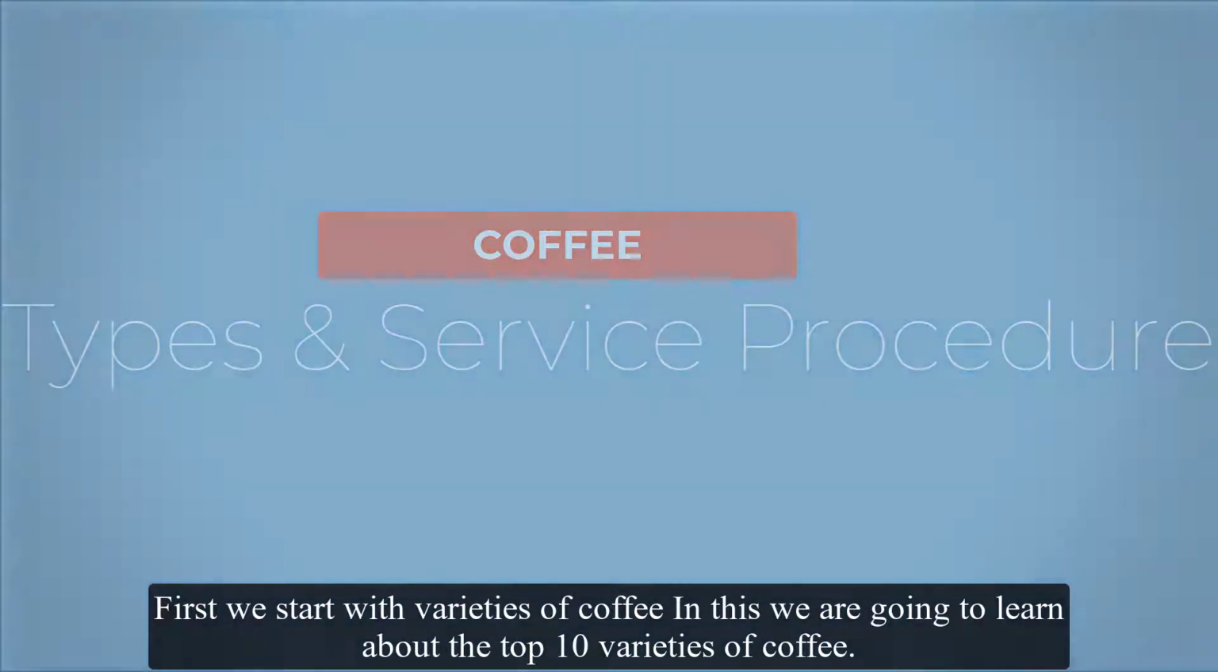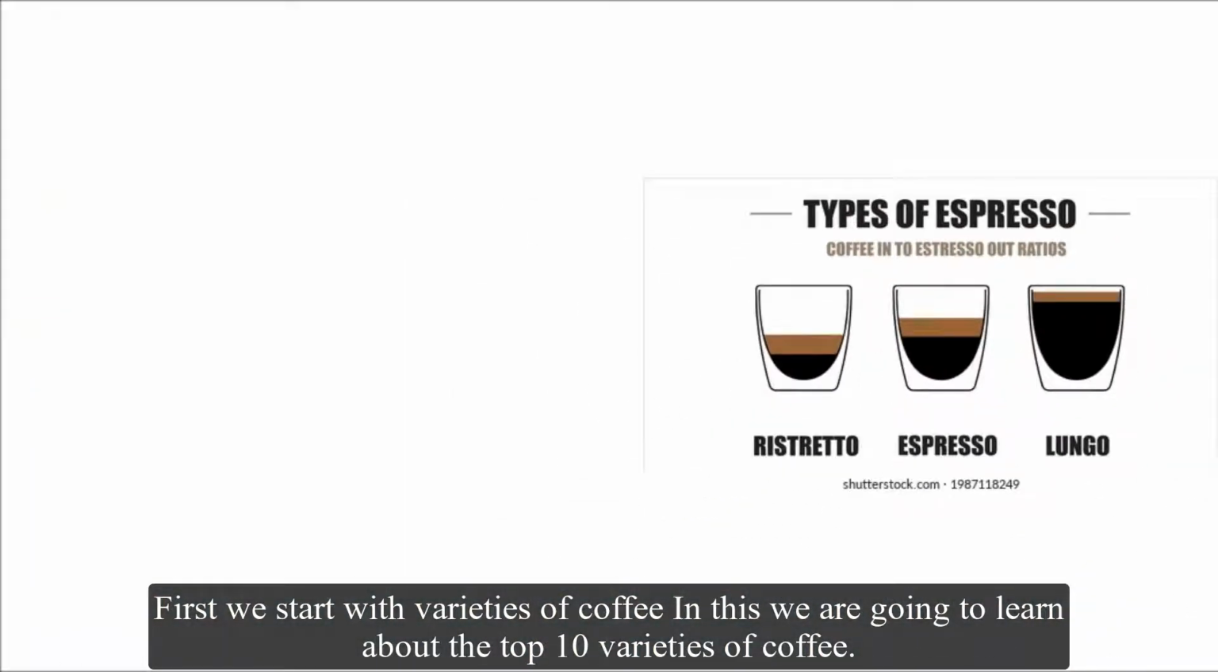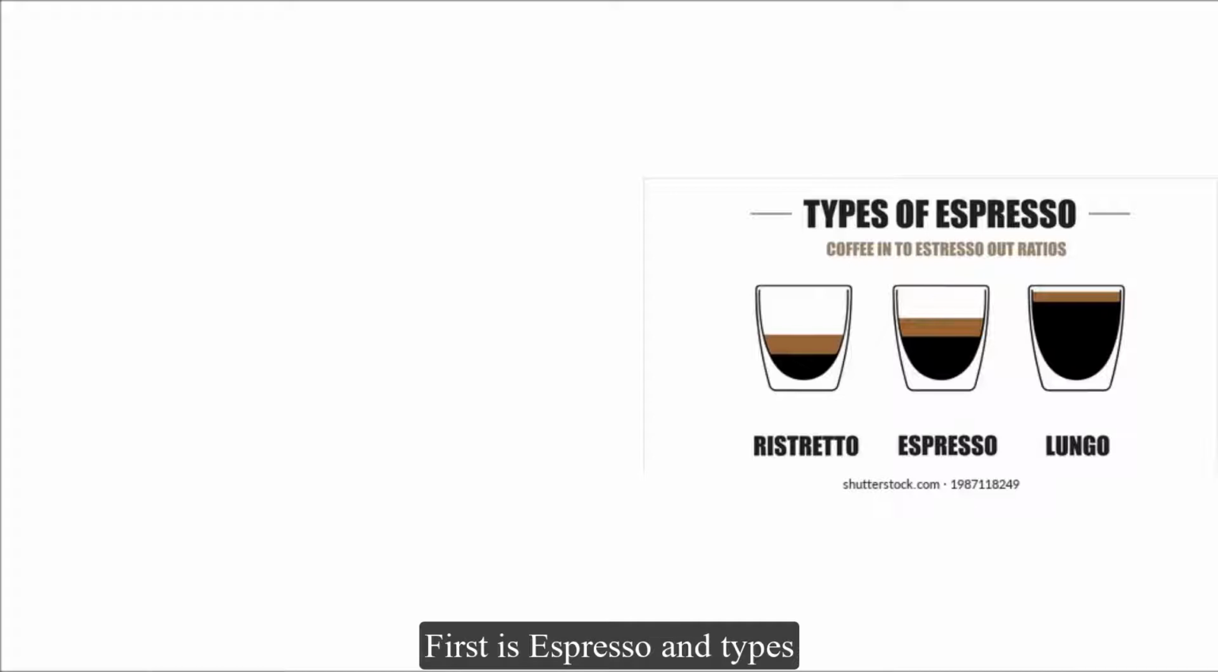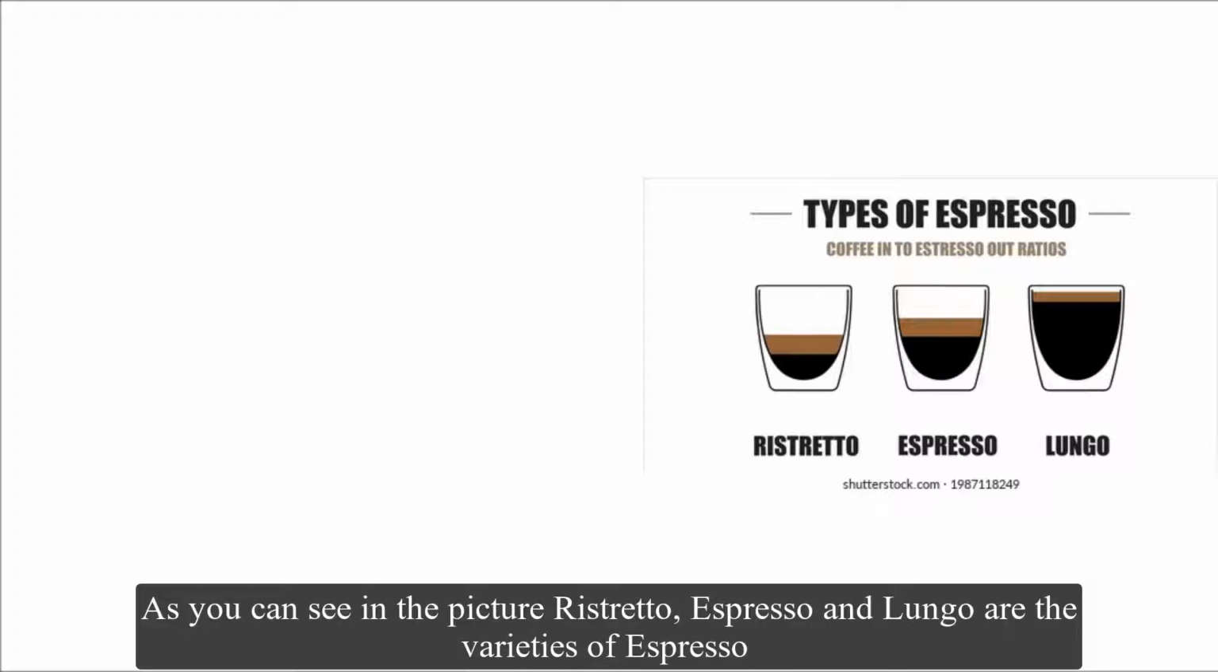First, we start with varieties of coffee. In this, we are going to learn about the top 10 varieties of coffee. First is espresso and types. As you can see in the picture, Ristretto, Espresso and Lungo are the varieties of espresso.